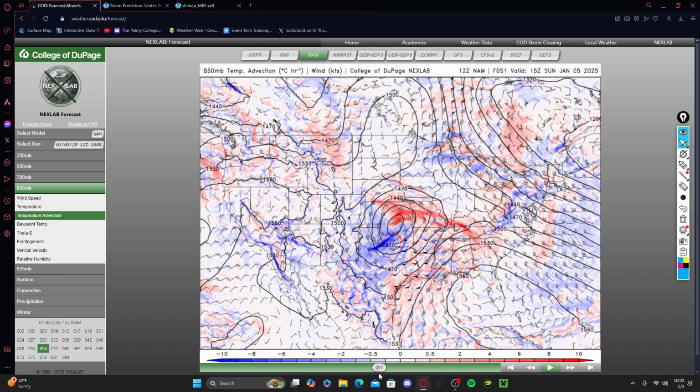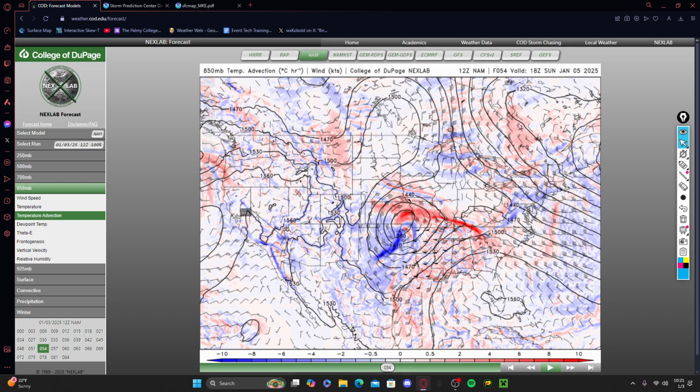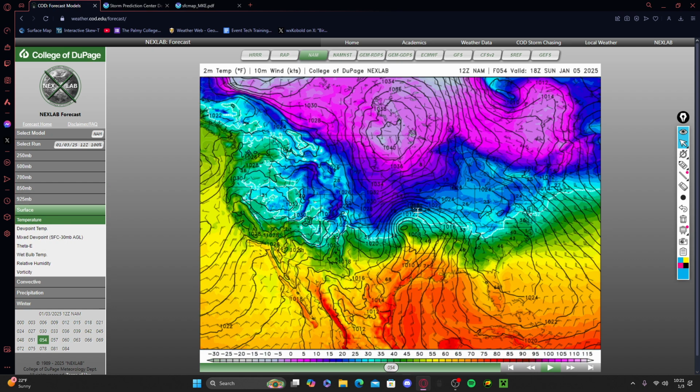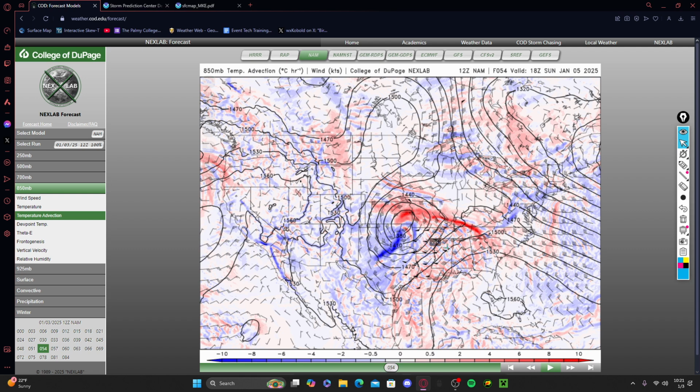But if you look at this low pressure here, this is at 850 millibars, but it is also associated with a surface low here, and we'll talk about that in a second. But temperature advection, there's warm air advection here, and lots of cold air advection here. So regions here are going to get colder very fast. That's another reason I look at 850 millibars sometimes.